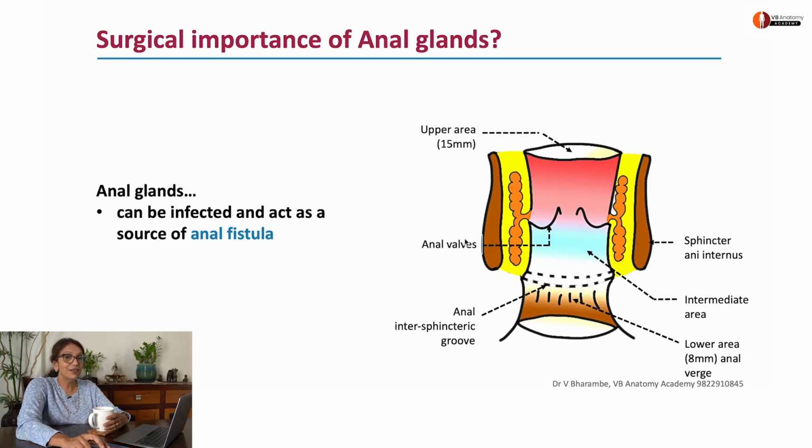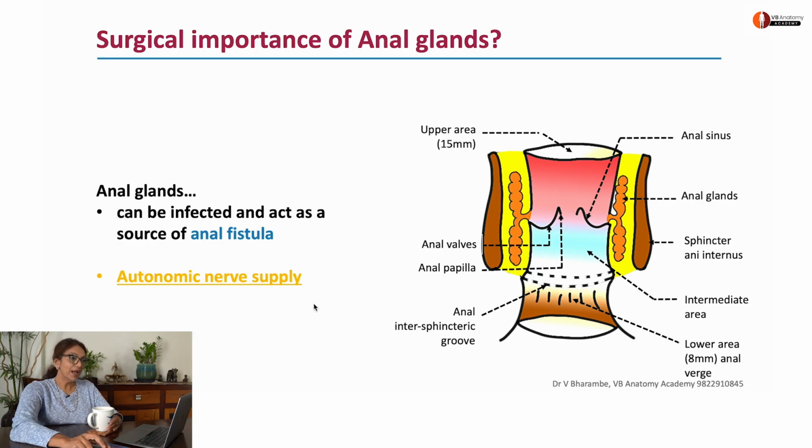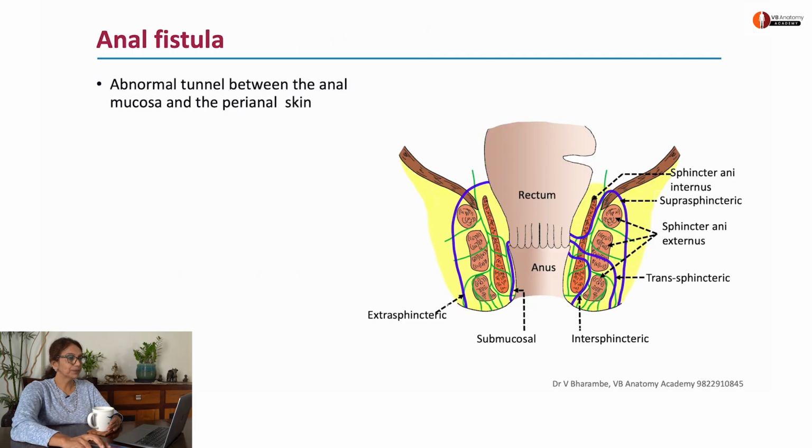So this is the anal valve that you just understood. The space or depression above it is called the anal sinus, into which you can clearly see an anal gland opening. So there are glands in the submucosa of the anal canal which drain into the lumen. These anal glands are relevant because they can get infected and are a major cause of anal fistulas. This region has an autonomic nerve supply.